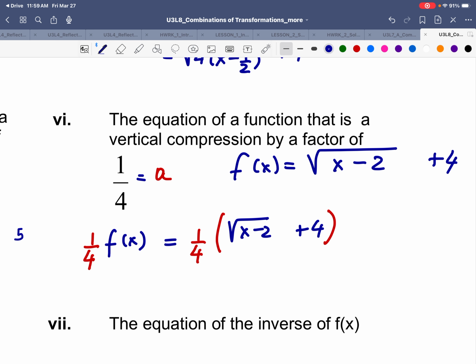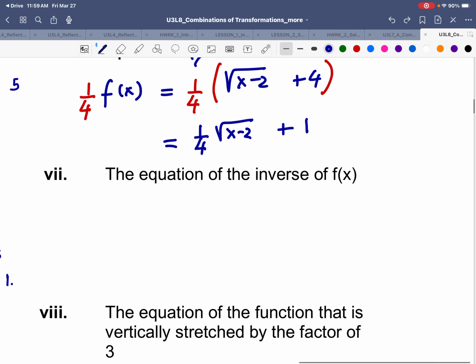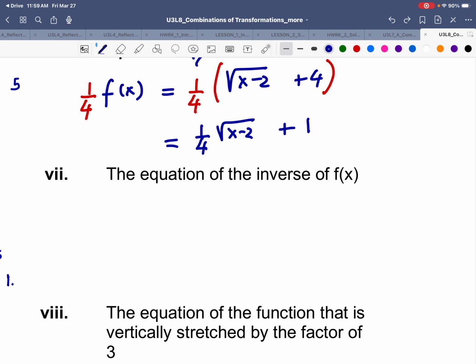Now you want to write the equation in a more simplified form, which means that 1 over 4 will multiply every term inside the brackets. So 1 over 4 root of x minus 2, and then plus 1 over 4 times 4, which is equal to 1, so plus 1.